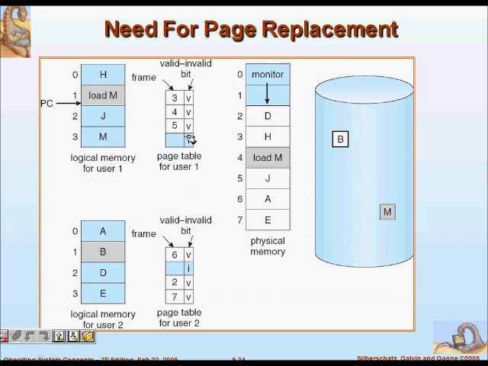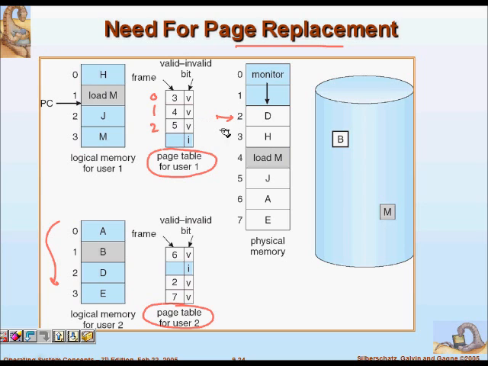So, the need for page replacement. I have 2 processes, each one of them has 4 lines of instructions, or in fact 4 pages. Here is the page table for user 1, and here is the page table for user 2. For user 1, the frames are 3, 4 and 5. So this is page 0, 1, 2, and this is D.